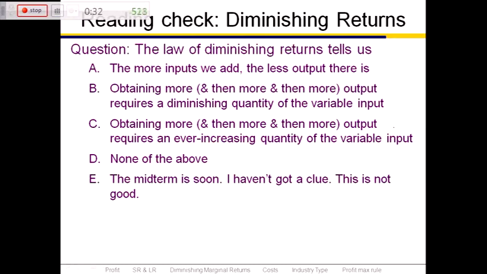3 seconds. 1, 2, and 3. Ow. This is why I'm nervous.